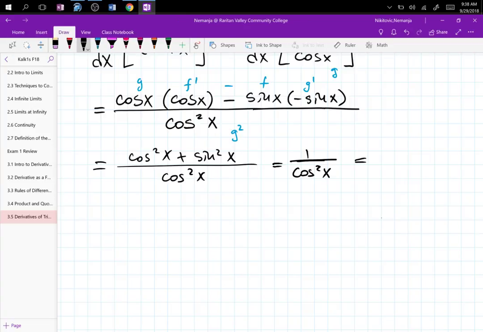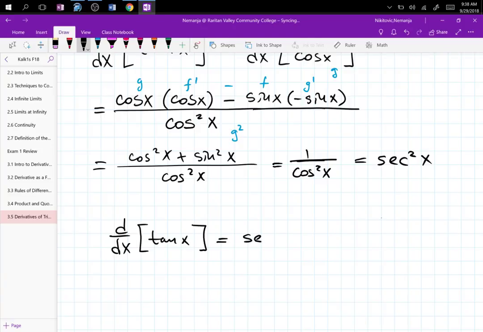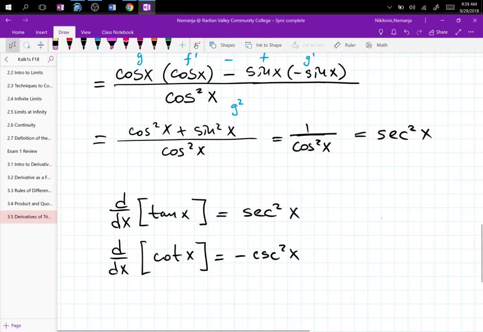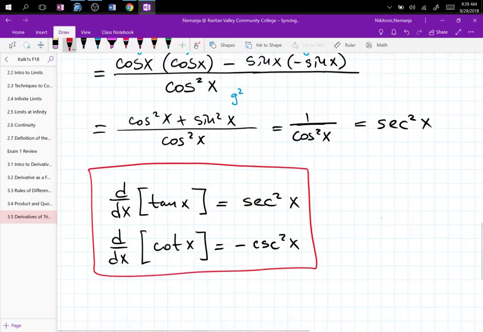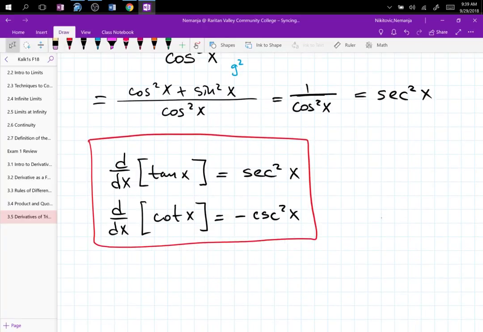And 1 over cosine is secant, so this is secant squared x. So this calculation said that the derivative of tangent x is secant squared x. And I will immediately give the derivative of cotangent x. It will be negative cosecant squared x. And I'll put the red box around that. So that's 4 out of 6.